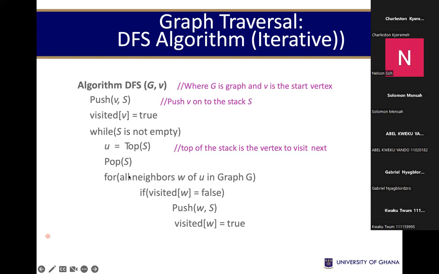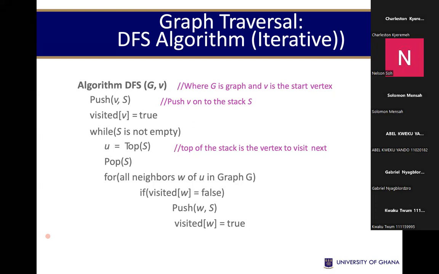Now, once we pop it, for all neighbors W of U, so what we are popping was the vertex U. And once U has to go away, we need to check all the neighbors of U. We are calling them W. Now, if a particular neighbor is not visited, in other words, if visited W is equal to false, then we are going to push that particular vertex on top of the stack.